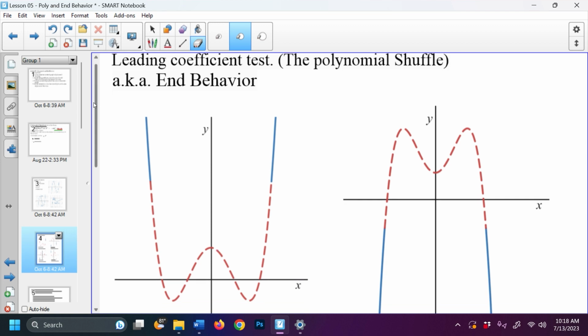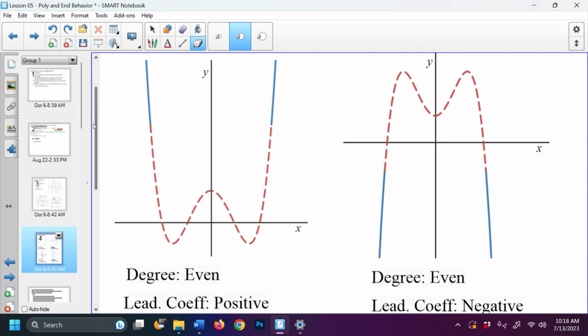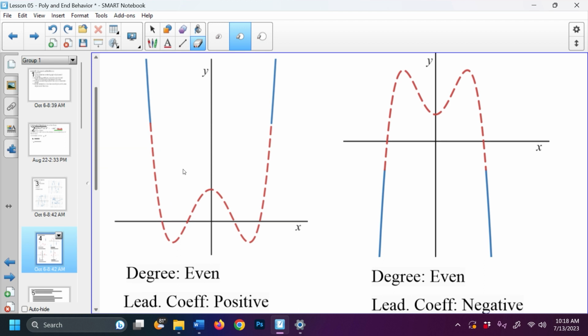So let's look at this first graph that I have right here. And what we're really looking at is the blue section. We can't really use the leading coefficient test to determine what happens around the origin. We can only use it to determine what happens as x goes to negative infinity and x goes to positive infinity. Now, this is an example of an end behavior for if the degree is even, 2, 4, 6, or 8, and the leading coefficient is positive. And so what happens is that if the degree is even and the leading coefficient is positive, it's going to go up to the left and it's going to go up to the right.